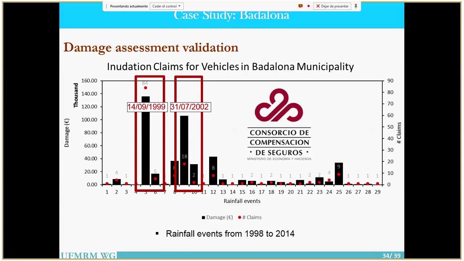Well, and the validation of the model was conducted according to claims of previous events. The Spanish reinsurance company Consorcio de Compensación de Seguros offers this information, and it has been plotted, as you can see in this graph. The two most claimed events were in 1999 here and in 2002. Okay, and you can see here the damage and the number of claims for each event.